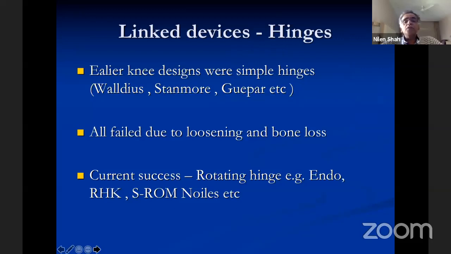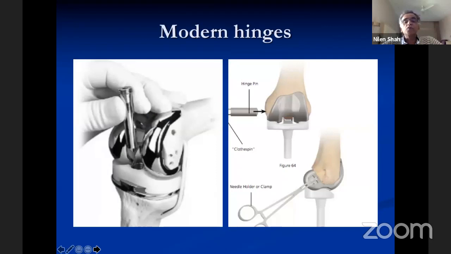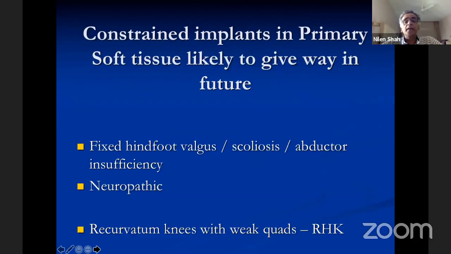The earlier hinges which were available were simple hinges and they failed due to loosening and bone loss. The current successful hinges are all rotating hinges, the Endo-Model hinge, the rotating hinge knee, or the S-ROM Noiles hinge, etc. Here the hinge is fixed to the femur and not to the tibia. It is attached to the tibia by a long hinge post extension, and rotation in the hinge mechanism is allowed. Hence, this will reduce stresses. And these are some diagrams of a modern hinge.